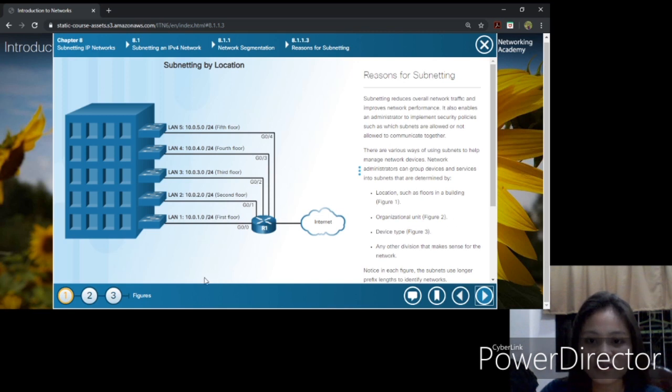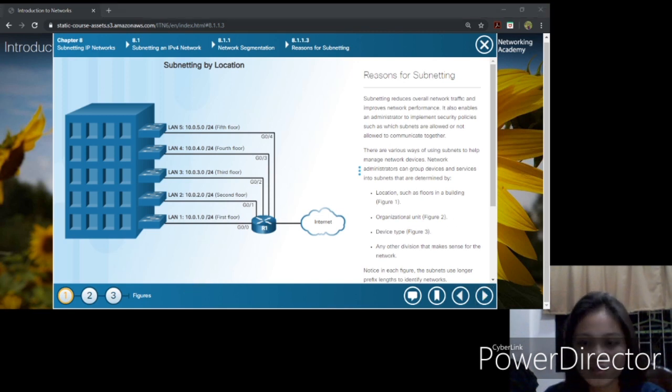Next are the reasons for subnetting. Subnetting reduces overall network traffic and improves performance. The subnets are allowed or not allowed to communicate together. Next, the network administrator can group devices and services into subnets as determined.